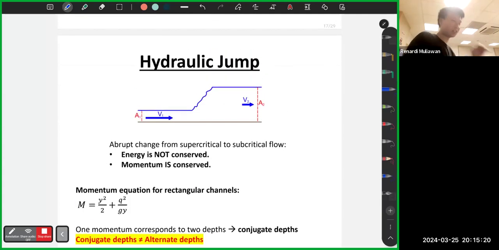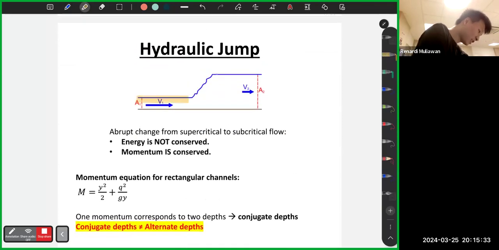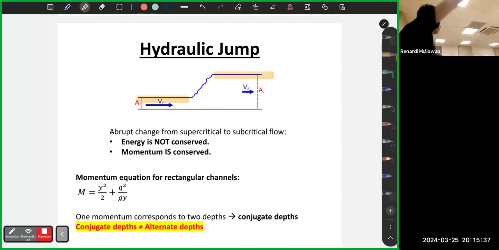Okay. Let's go to hydraulic jump first. This one I don't know why for the past 2 years it's not tested, the calculation. I don't know why, but I'll explain still because for me it's important. For hydraulic jump, if you remember, it's because there's a mismatch. Supercritical, subcritical. And then you draw the line, right? It doesn't match. So there must be a hydraulic jump.